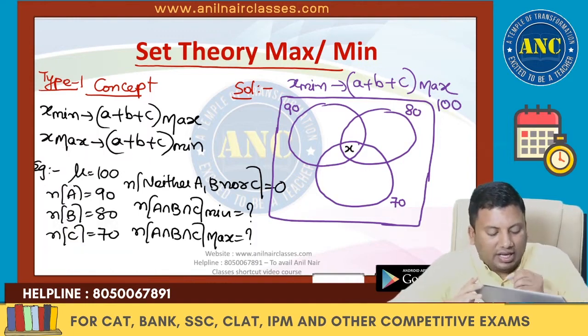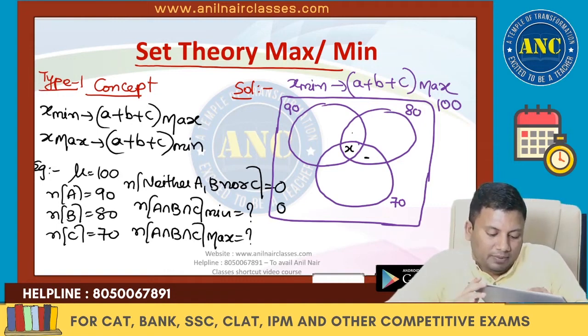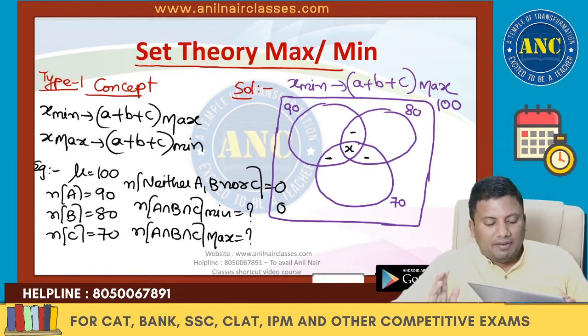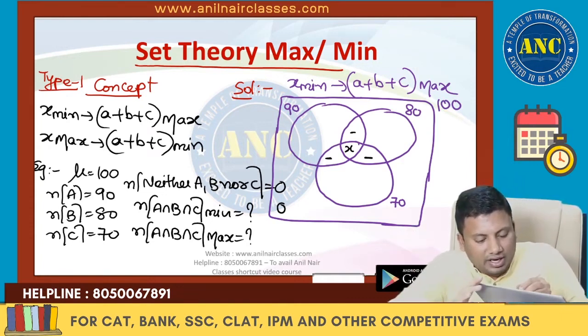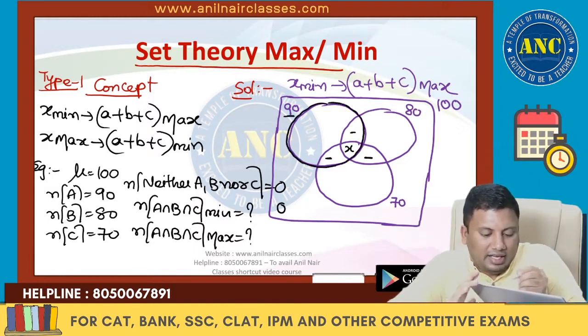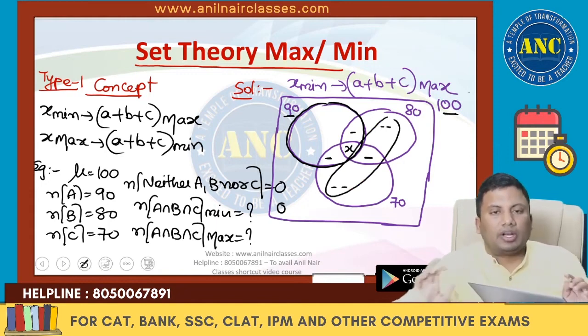If this is x, which all regions should be maximum? Anyway, it is given as 0. This should be maximum. This should be maximum. This should be maximum. Am I right? For it to be maximum, now see here. This entire circle is 90. The outside value is 100. That means these 3 combined, I should get remaining 10.